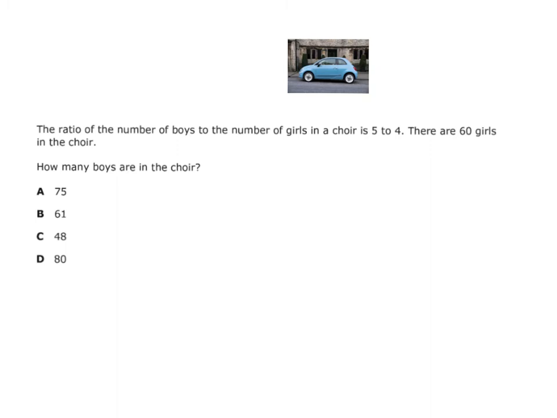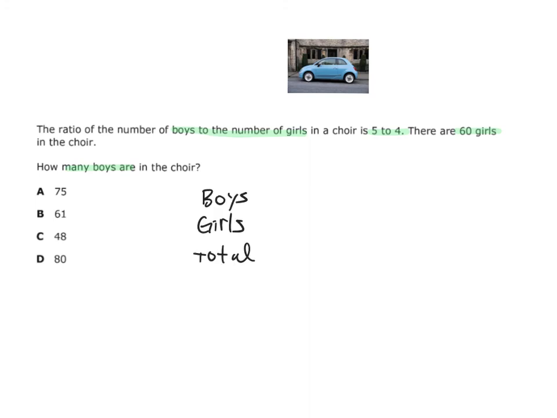One more problem for you before we hit the road. This one is a general proportion question, and it talks about ratios. We are told that the ratio of the number of boys to girls in a choir is 5 to 4. We're also told that there are 60 girls in the choir. We want to know how many boys there are. So let's once again get organized.